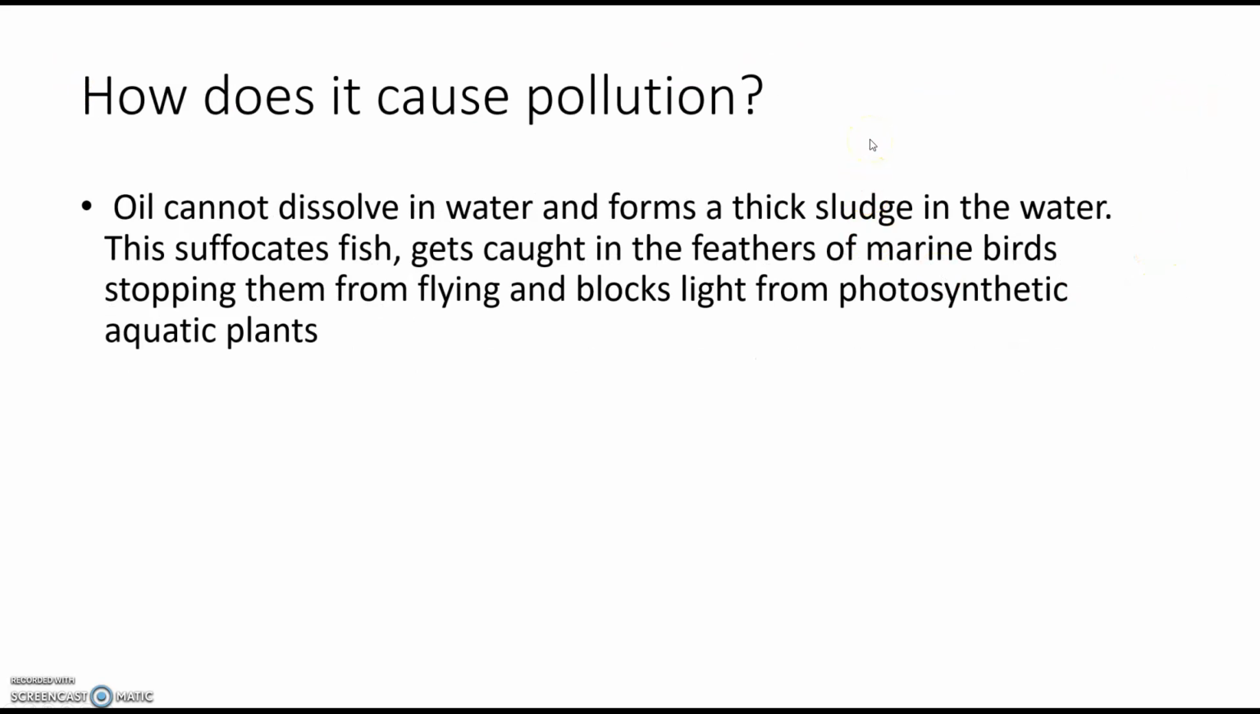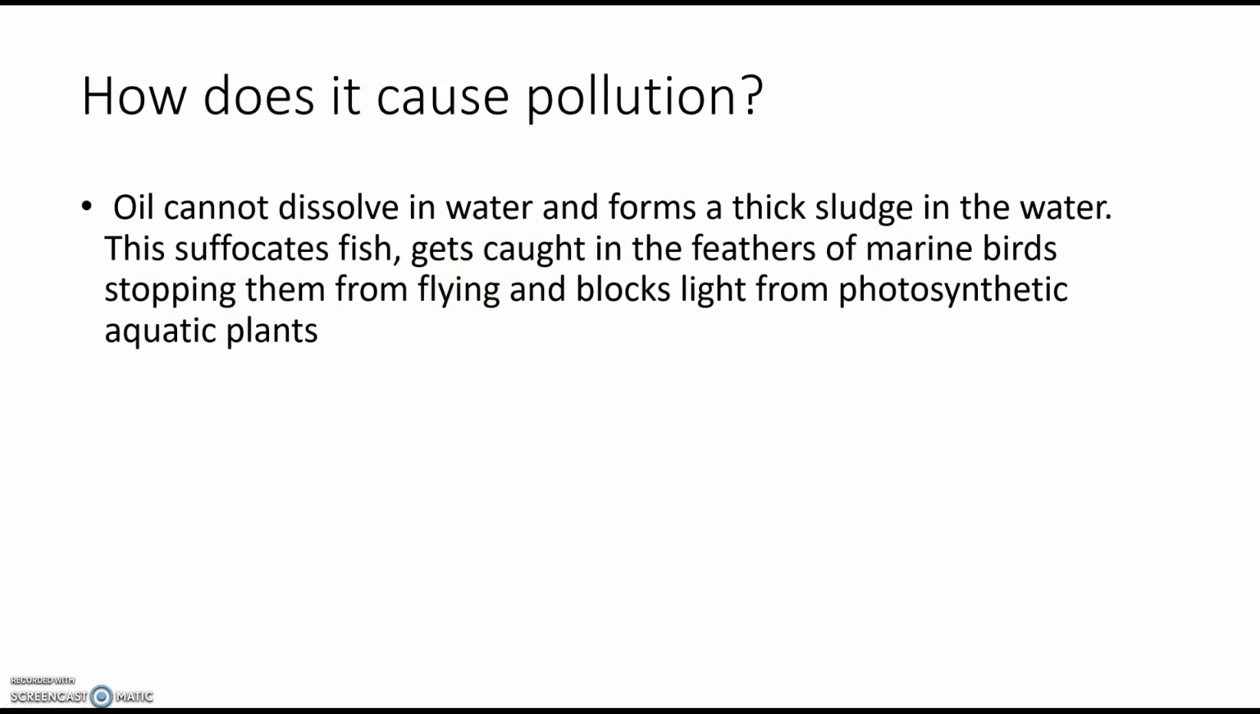How does it cause pollution? Oil cannot dissolve in water and forms a thick sludge in the water. I'm sure we've all seen oil in water before and how it just sits on the surface and doesn't dissolve. This can suffocate fish, and it can get caught in the feathers of marine life, stopping them from flying, which is really sad to see.